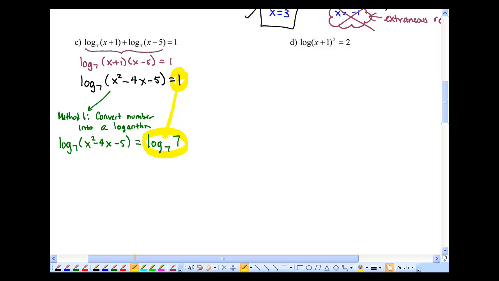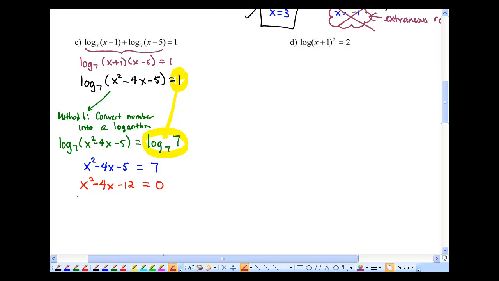Now, since you have a log on the left and a log on the right, you can apply that rule. And therefore, x squared minus 4x minus 5 must equal the number 7. And now we've moved everything to one side. We've once again got a nice quadratic. And of course, you can solve by factoring or using the quadratic formula.